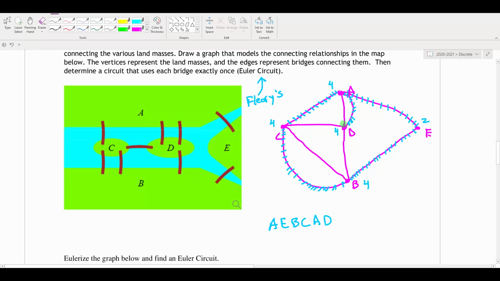Okay, so now I'm at A, and I'm going to take this bridge down to D, so I'll add D here. Now here's what you don't want to do. You don't want to go back to A. You don't want to use this bridge yet because you'll be trapped there. You won't have an edge that you can use if you go back to A. So we're not going to go that way. Instead, I'm going to go down here to B, use this bridge.